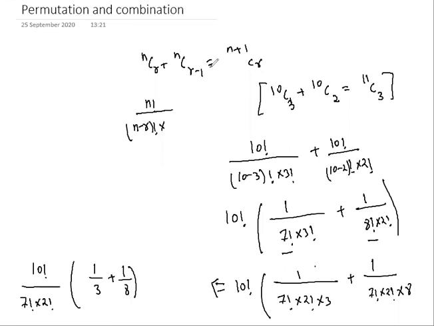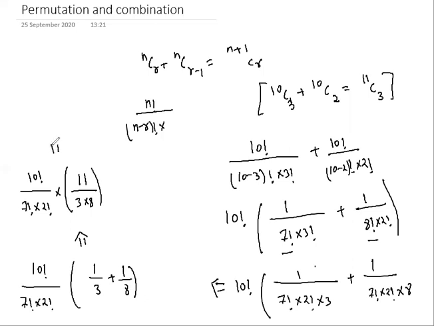Okay. Now, this is a simple calculation. So it will be 10 factorial divided by 7 factorial into 2 factorial, into 11 divided by 3 into 8. Anyone have any issues in this? The LCM of 1 by 3 plus 1 by 8 is 11 by 3 into 8.